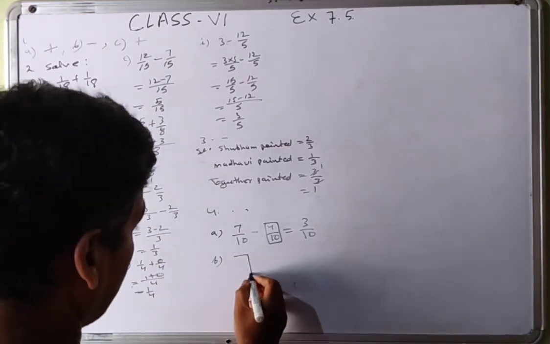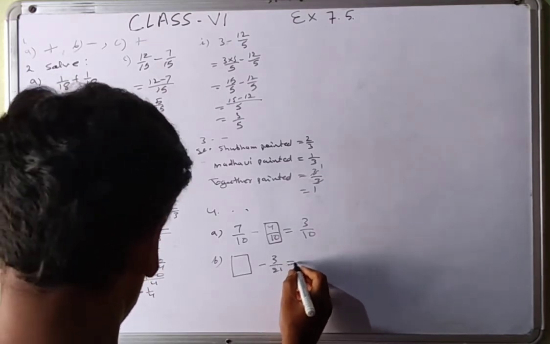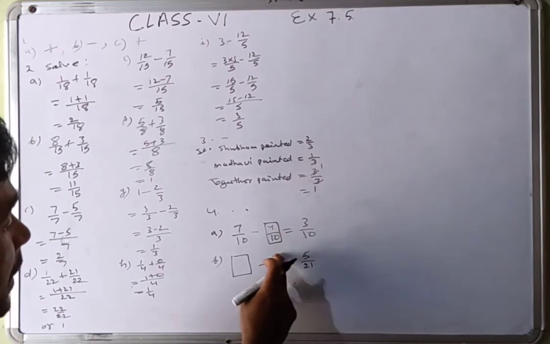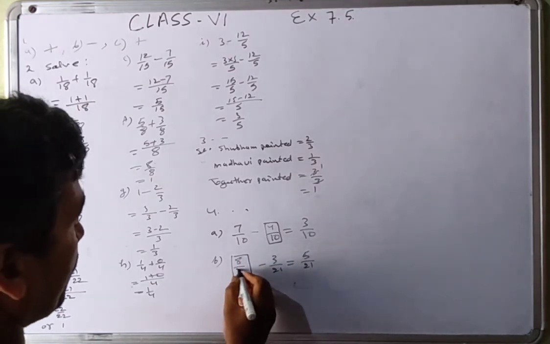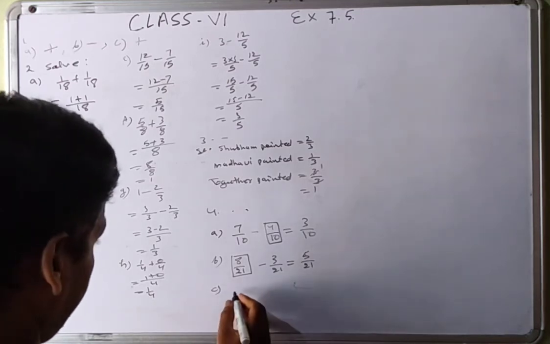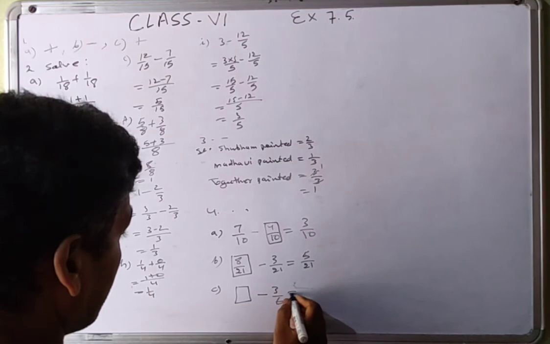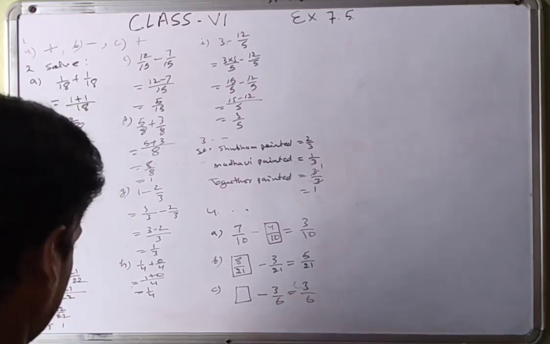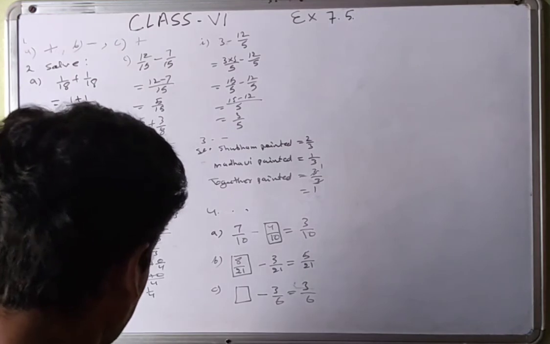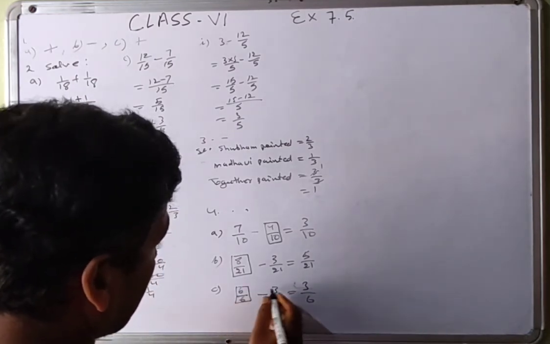B part. Box minus 3 upon 21 is equal to 5 upon 21. So 5 plus 3, 8 upon 21, because 8 less 3 is 5. C part. Box minus 3 upon 6 is equal to 3 upon 6. So that will be 6 upon 6, because 6 less 3 is 3.